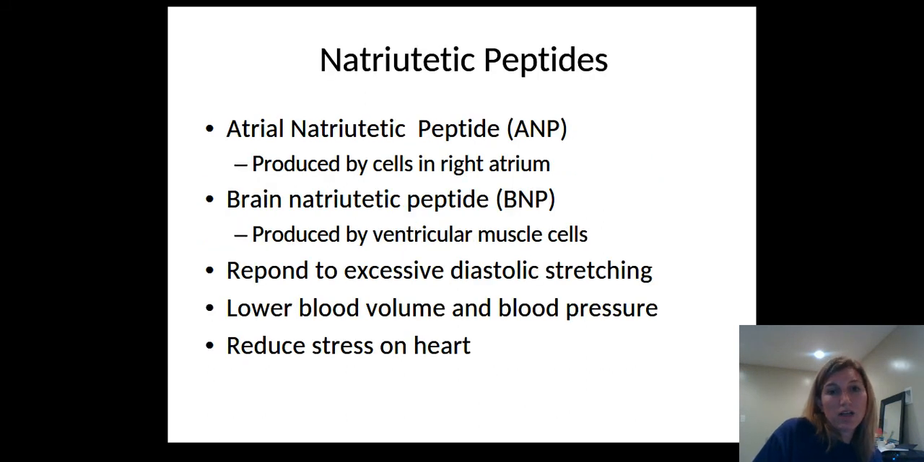And the natriuretic peptides, I think your textbook calls them the natriuretic factors. It's the same thing, ANF, BNF, or ANP and BNP. Same thing, they're within the heart, though. So these guys are going to be released under times of high blood pressure to lower the blood pressure. These are the only two that lower blood pressure. Everything else is all about raising blood pressure, which seems strange living in our world in 2015.